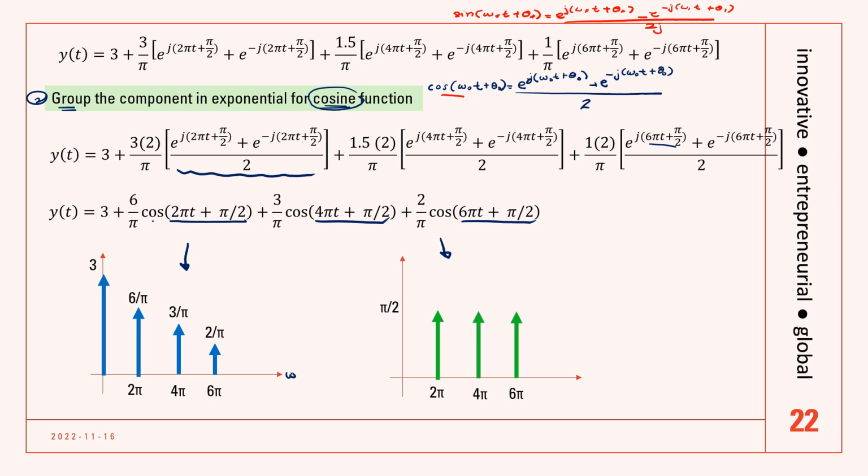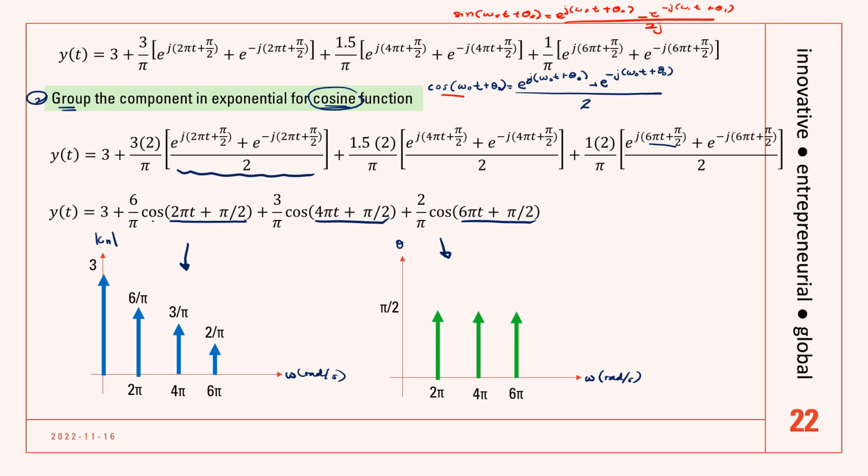And don't forget the labeling of the axis. So this is theta, and this is omega, okay? So omega in radians per second. So simple, right? So I hope you can understand this.